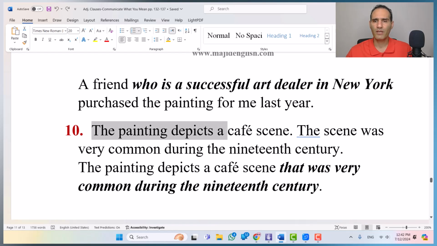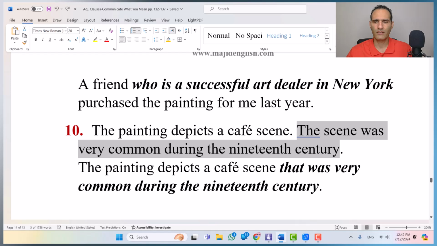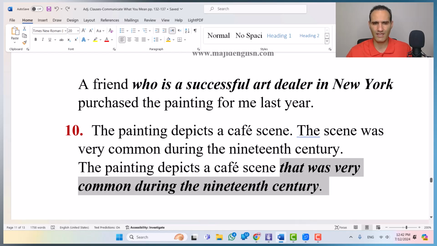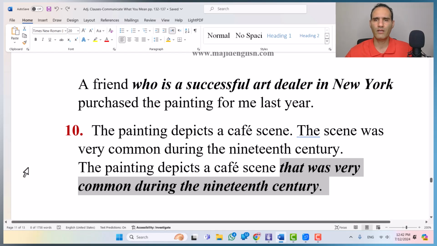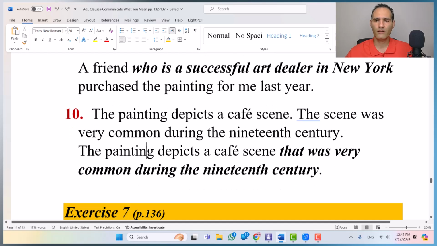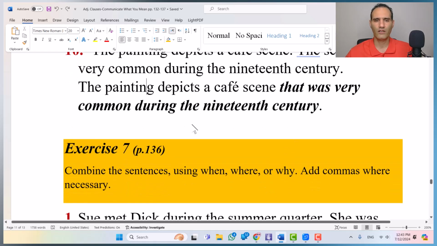The painting depicts a cafe scene. The scene was very common during the 19th century. So the painting depicts a cafe scene that is very common. It's not all the scenes, but it's very common. Necessary adjective clause. Some of these sentences could be both necessary or unnecessary, depending on the familiarity with the context, depending on the speaker and the hearer. So it's not the final word.